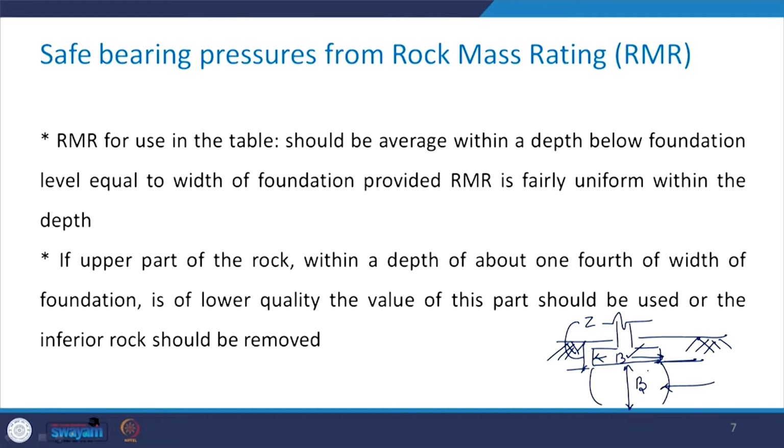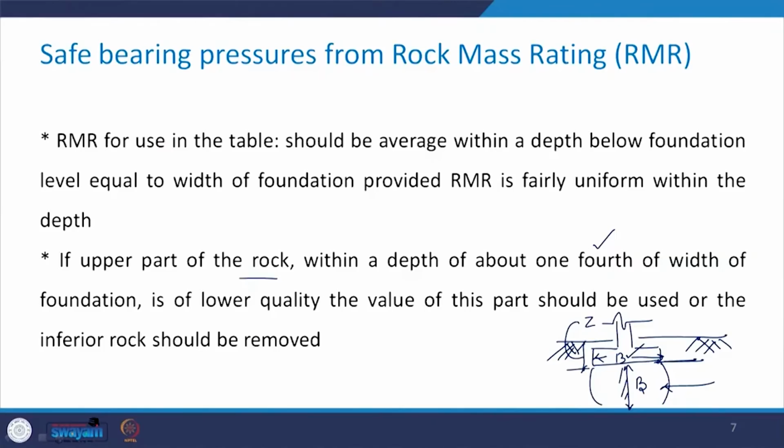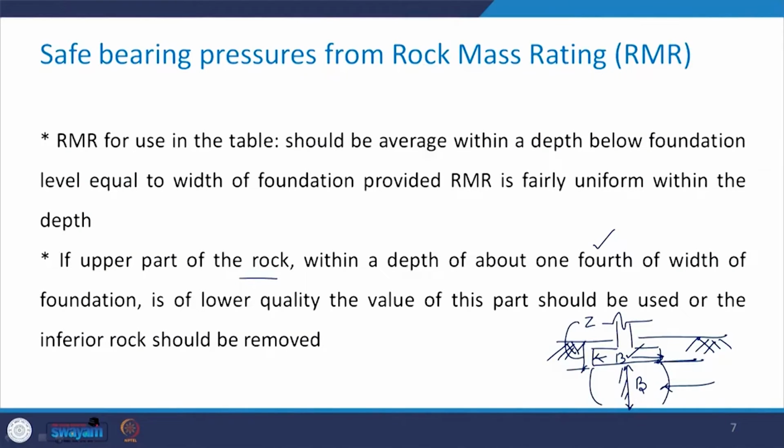The one assumption which is there is that RMR should be fairly uniform within this depth. If too much non-uniformity is there, then that may not give you the proper value of the safe bearing pressure. Now, if the upper part of the rock, within a depth of about 1/4 of the width of the foundation, is of lower quality, then the value of this part should be used or the inferior rock should be removed.